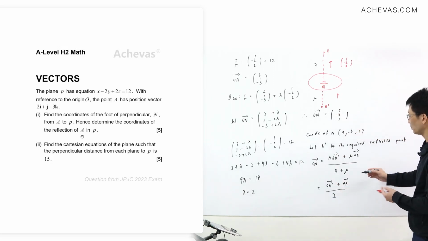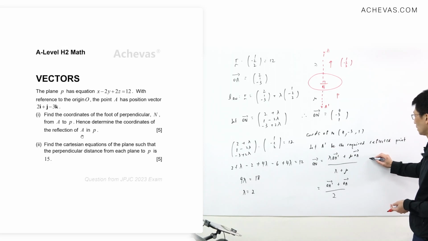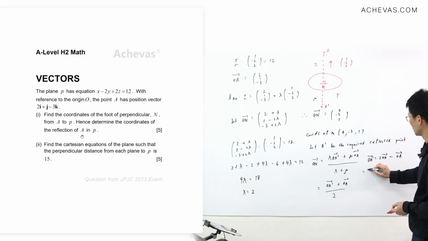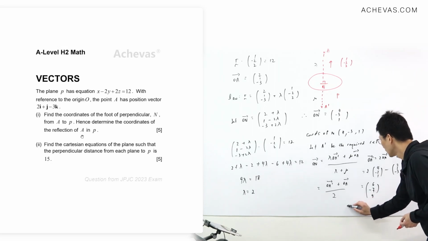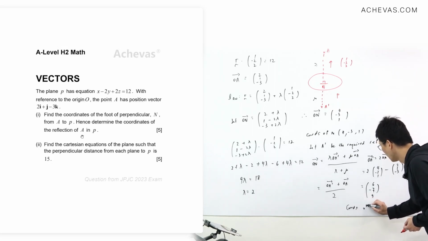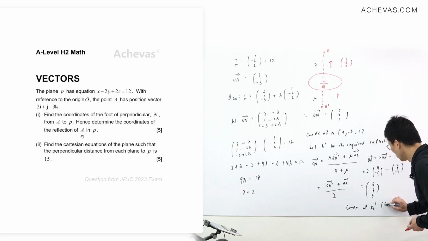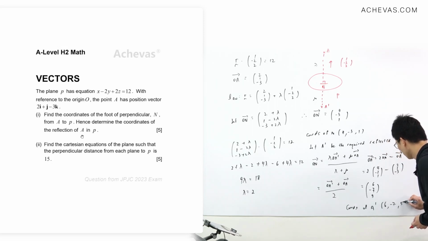Okay, re-expressing this particular expression, we will have OA prime equal to 2ON minus OA. Substituting the values in, 4 minus 3, 1. OA will be 2, 1 minus 3. So we'll end up with 6, minus 7, 5. So coordinates of A prime will be (6, -7, 5).